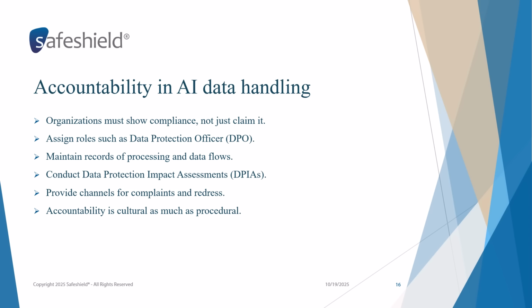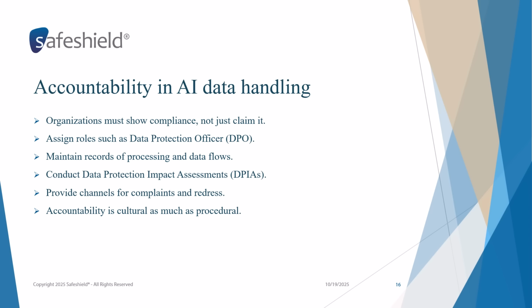Accountability is central to privacy and data protection in AI systems. It means that organizations are not only responsible for complying with laws, but must also be able to demonstrate that compliance. This begins with clear governance structures. Roles and responsibilities for data protection should be explicitly defined. A data protection officer, DPO, or equivalent role is often required under laws like GDPR, ensuring oversight and independence.